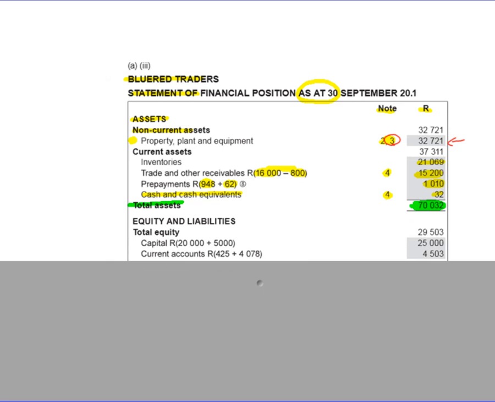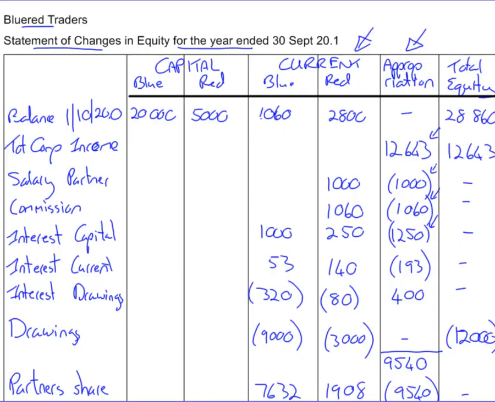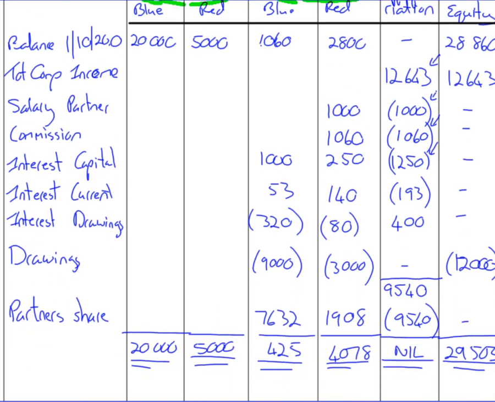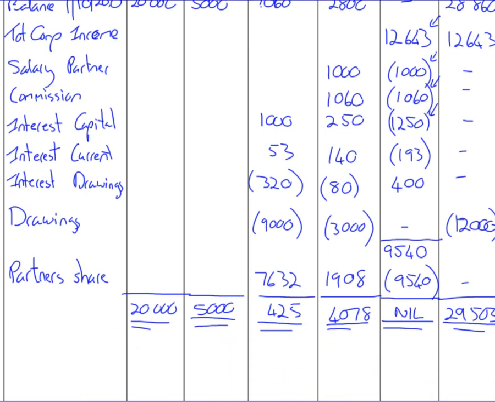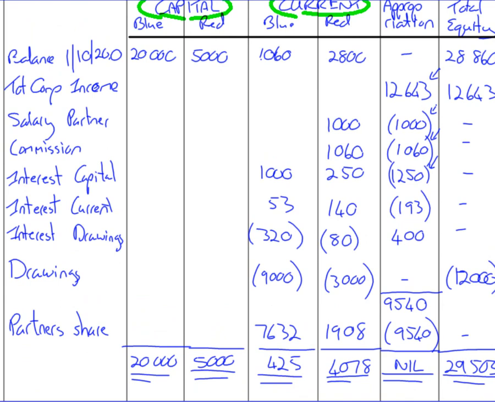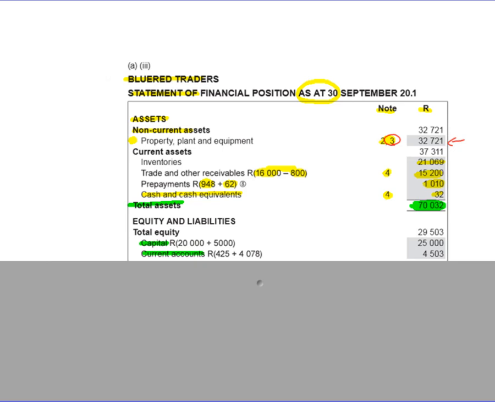In equity and liabilities, we have two accounts, the capital and current accounts. If we go back up and have a look at our statement of changes in equity, here's our capital account and the current accounts. I add these two up: the current accounts were made up of 4078 plus 425, and the capital accounts were 20,000 and 5,000. I add them up. Let's go and put those straight in.